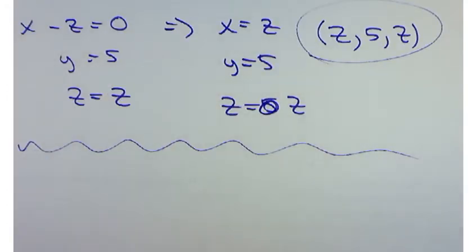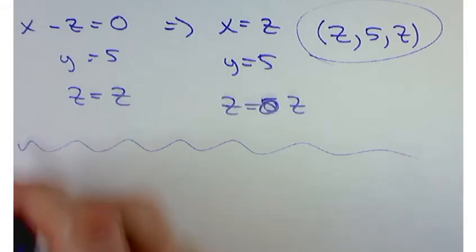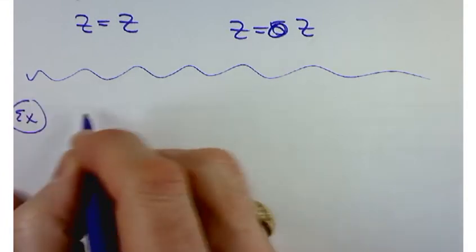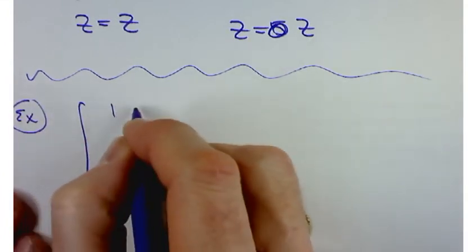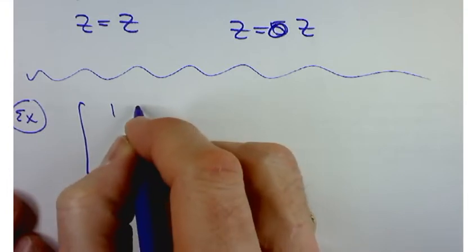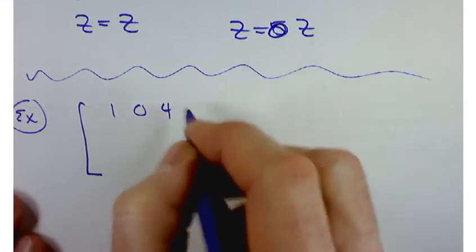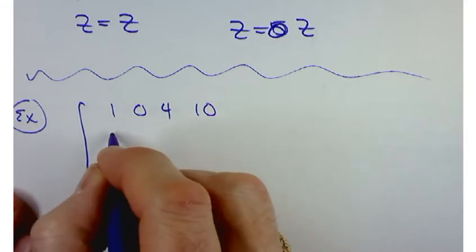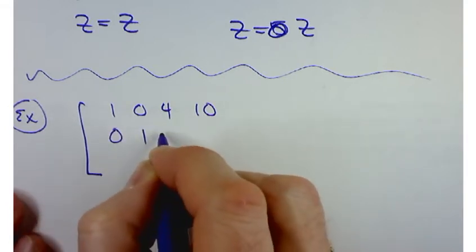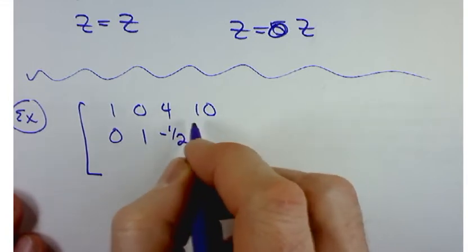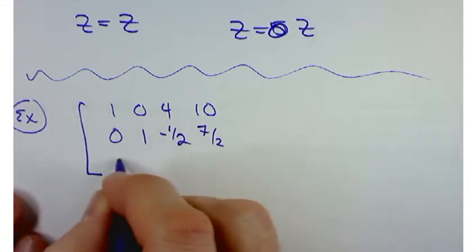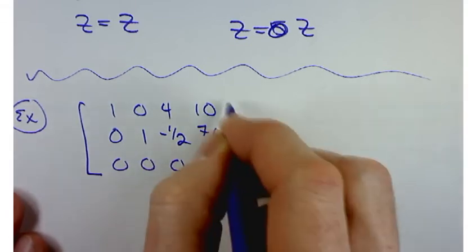I thought this was problem number 42, but it didn't work out that way in my book or when I did it earlier. So let's just go with this example. You've got a reduced row-echelon form of your system of equations. It turns out to be this: 1, 0, 4, 10, 0, 1, negative 1/2, 7/2, and then 0, 0, 0, 0.